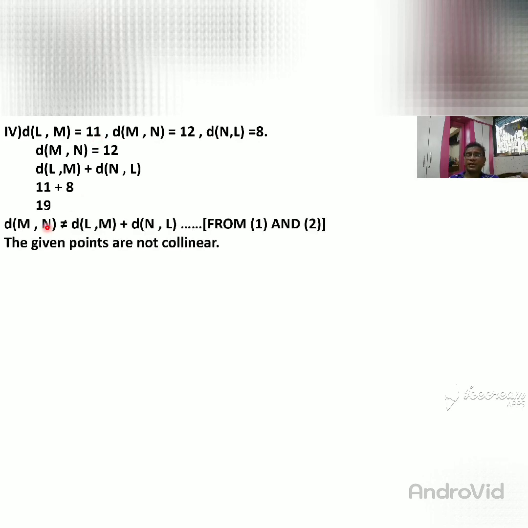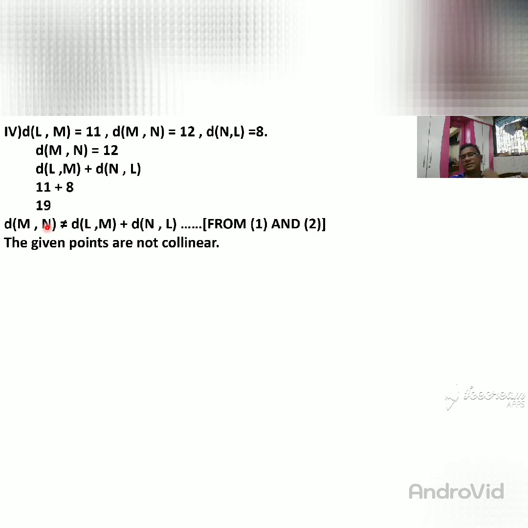So LM is equal to what? 11. So I write here 11. MN is equal to what? 8. 11 plus 8, 19. So here we substitute the values. LM is equal to 11, MN is equal to 8. So 11 plus 8 is equal to what? 19. So is it possible that this 19 is equal to 11? Not possible. So that means there is no betweenness.